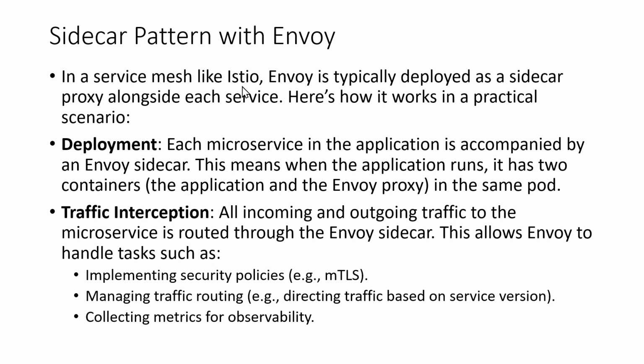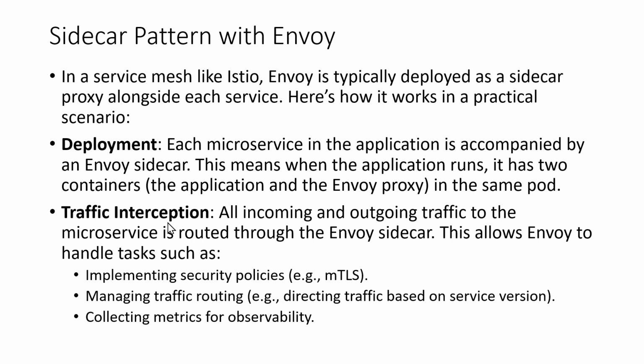In a service mesh like Istio, Envoy is typically deployed as a sidecar proxy alongside each service. Each and every service will have a sidecar proxy alongside it. Here's how it works in a practical scenario. Deployment: each microservice in the application is accompanied by the Envoy sidecar. This means when the application runs, it has two containers: one is your microservice, another is your proxy service, in the same pod.